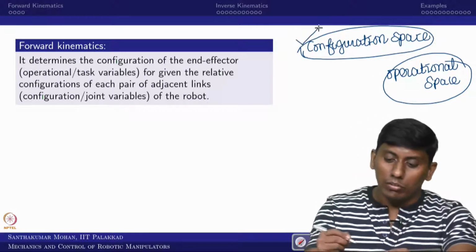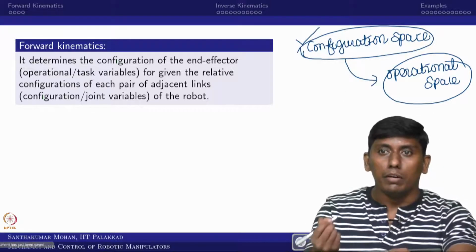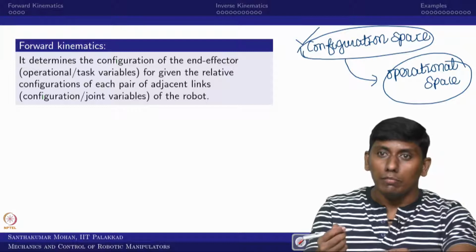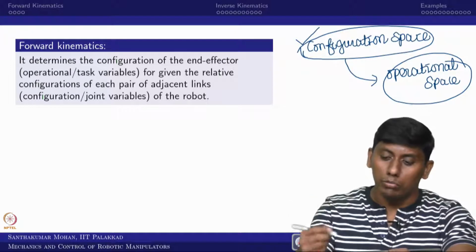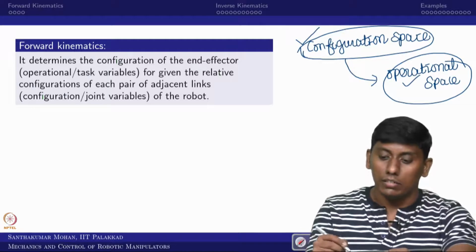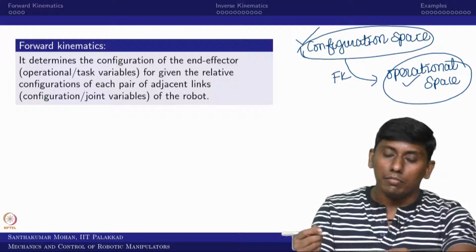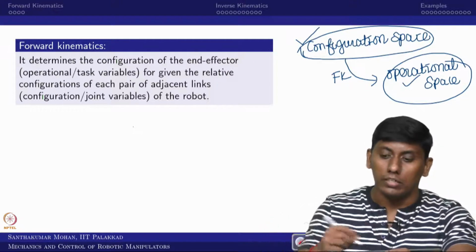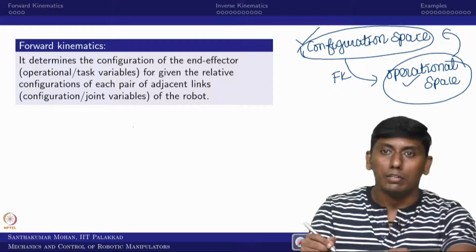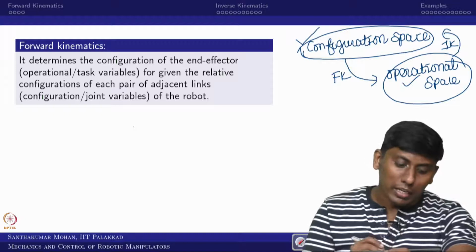If the joint information is given, can I find where my arm is? That is the operational space, in the sense of what you call forward kinematics. Whereas the other way around, I fix my arm and try to see how my joints are arranged. This is nothing but the inverse side, so we call it inverse kinematics.